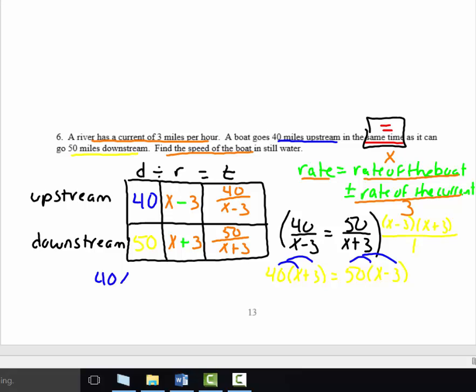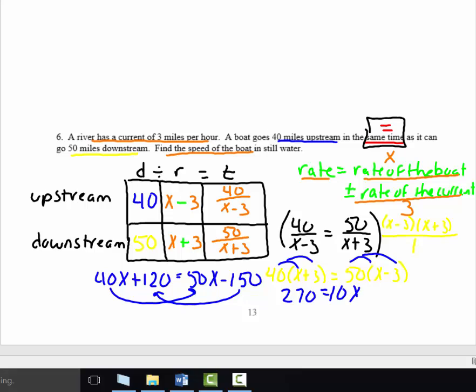So we're going to end up with 40x plus 120 equaling 50x minus 150. I'll bring the 40x over to the right, the negative 150 over to the left, and I'll end up with 270 equaling 10x. Divide by 10 on both sides, so that tells me x equals 27. So what was that? The x represented the rate of the boat. So the boat is going 27 miles per hour.